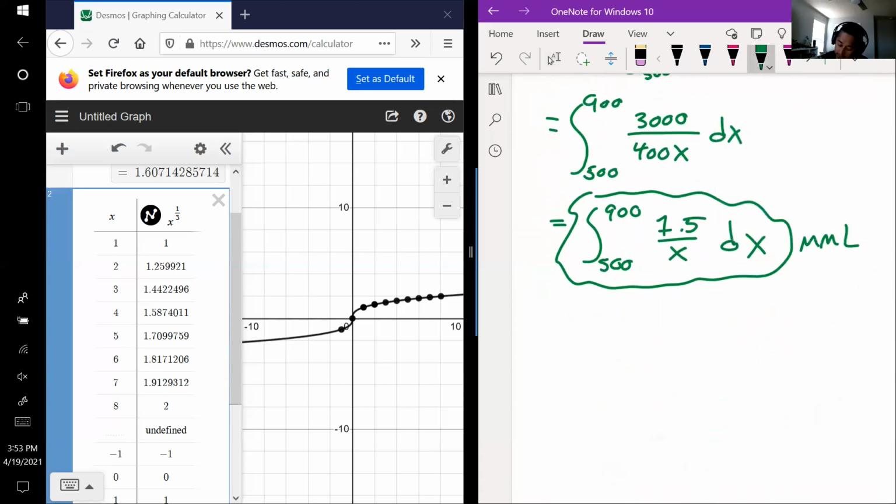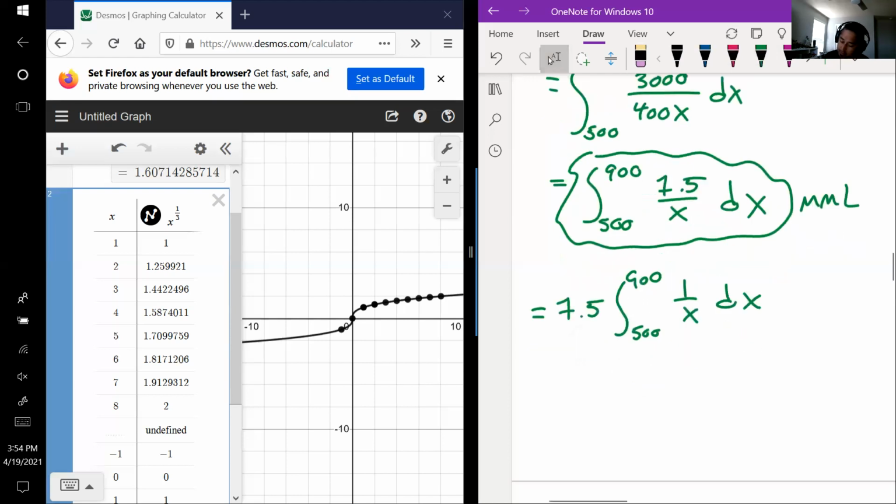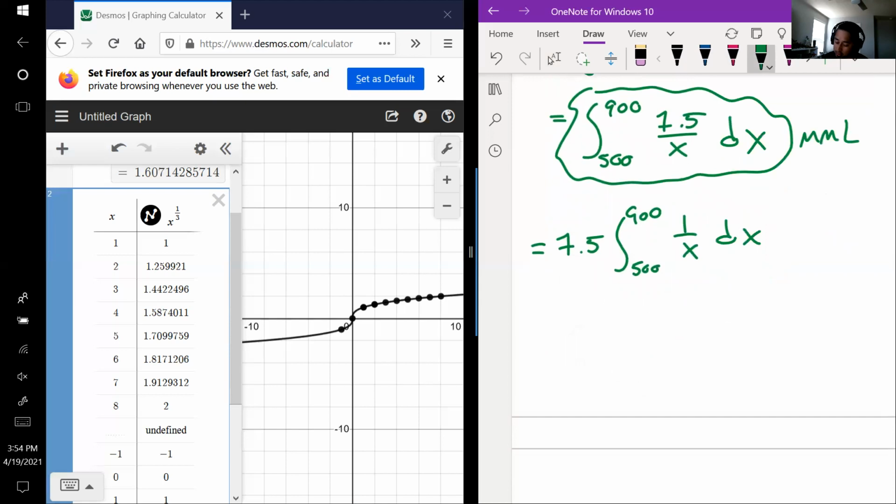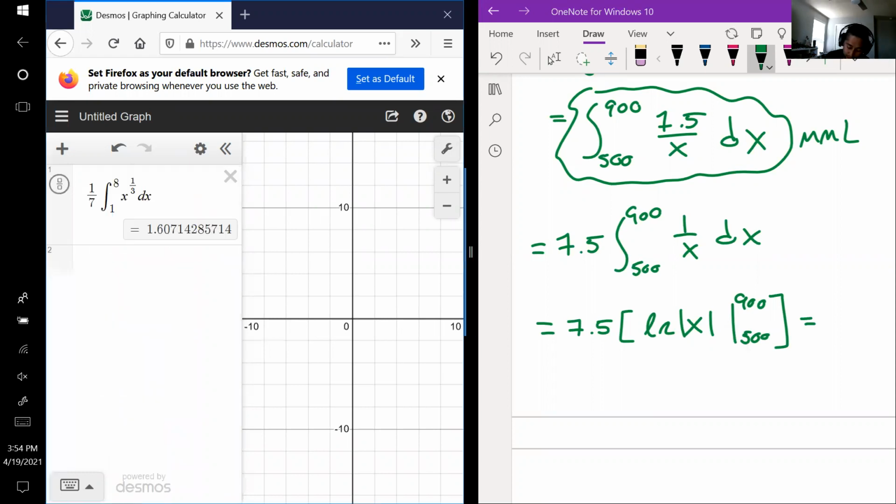So now let's go ahead and take that 7.5 out. So we'll get 7.5 times the integral from 500 to 900 of 1 over x dx. And remember, the antiderivative for 1 over x is the natural log. So this is going to become 7.5 times the natural log of the absolute value of x evaluated from 500 to 900. And now we can use Desmos. We'll type in that green one I circled right above.